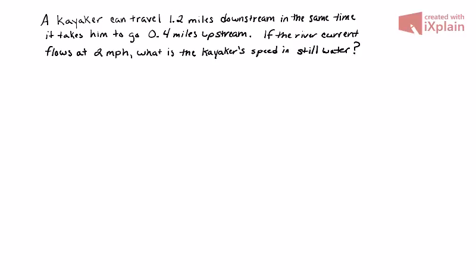In this particular case, we have a kayaker can travel 1.2 miles downstream in the same time it takes him to go 4/10 miles upstream. If the river current flows at 2 miles per hour, what is the kayaker's speed in still water?